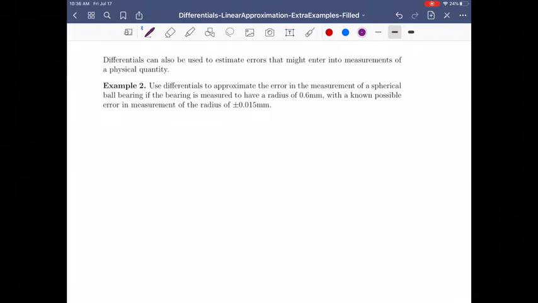Oh, I didn't actually put the question in here. So, differentials are used to approximate the error in the measurement of the volume of a spherical ball bearing. That's what I wanted to say. So we're given that delta r, the amount that we're off by, which is like our dx, so this is dr, is plus or minus 0.015 millimeters.